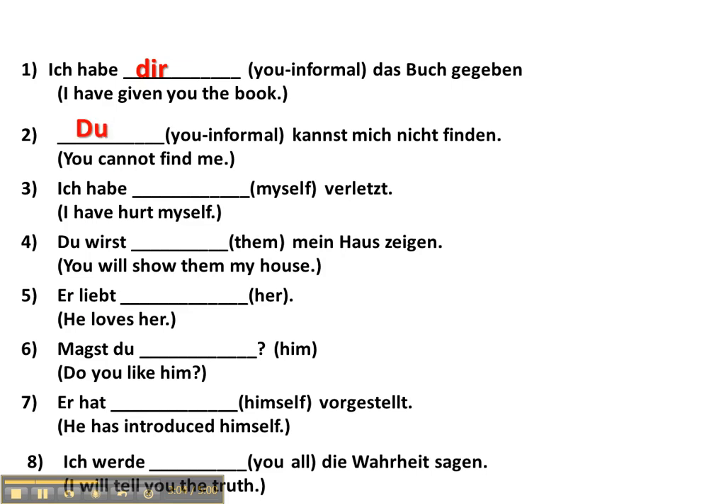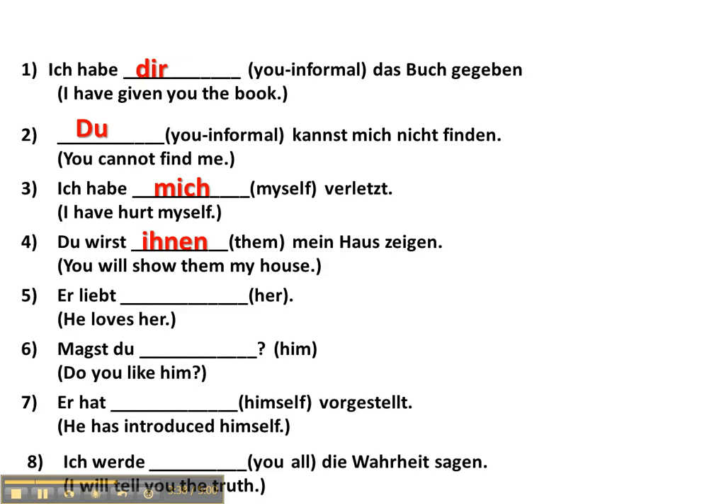You cannot find me. Number three, we see that the role has changed again for the pronoun. Now it is a reflexive pronoun, reflecting the subject ich. So: Ich habe mich verletzt. I have hurt myself. And now in number four, you will show them the house, or my house. So you're showing them. Them is an indirect object. You're showing them the house. That's the direct object. So this is going to be a dative case pronoun for them, which is ihnen.